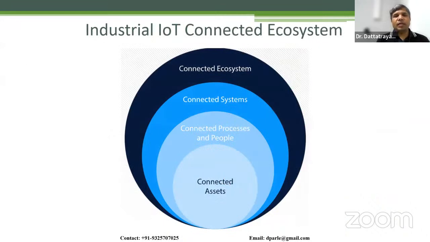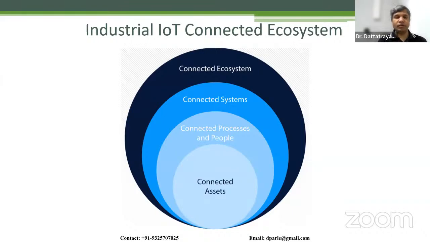So there is another trend in industry. Because of this IoT and industrial IoT, we are now talking of connected ecosystem, connected systems, connected processes, connected people, connected assets. So everything we want to connect. That is another terminology you might hear: connected cars, connected factories, connected machines.